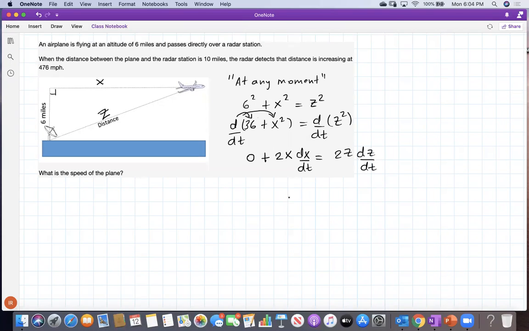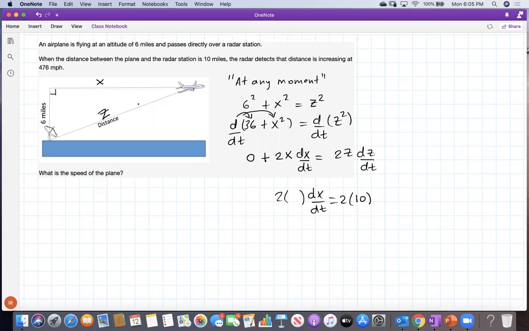Okay, so now it's time to replace the values that we have and figure out the values that we don't have, such as this rate of change, dx dt, the speed of the plane. Do we have x? Well, we don't, right? So we're going to just leave some space for x. dx dt is what we need to find. Do we have z? Yes, we do. 10 miles according to the information given in our word problem, right?